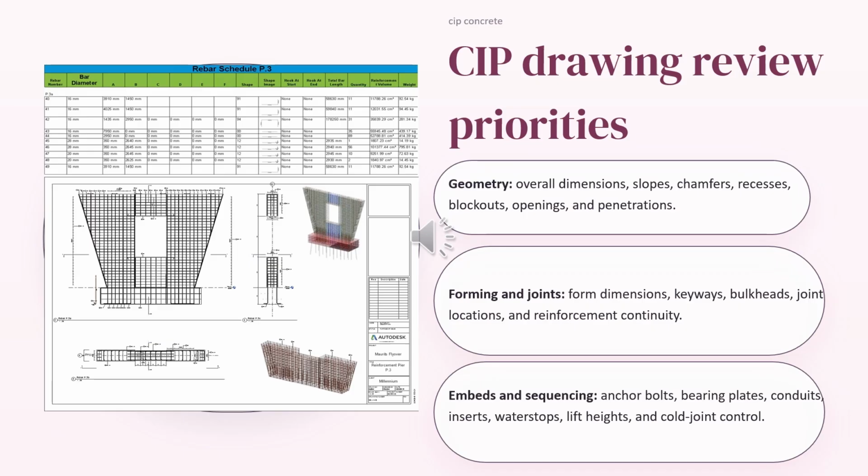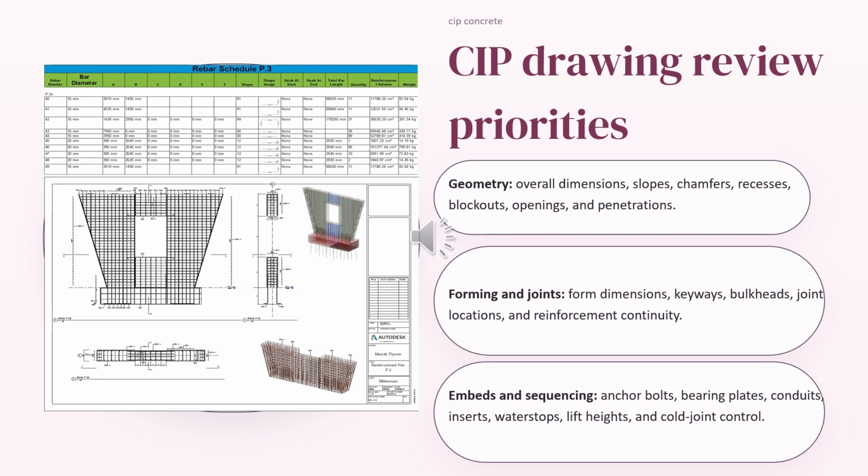Now let's talk about CIP drawing review priorities. Before that, what is CIP concrete? Concrete is poured directly at the project site into formwork and cures in its final location. It is used for piers, footings, pile caps, deck slabs, moment slabs, barriers, and walls.